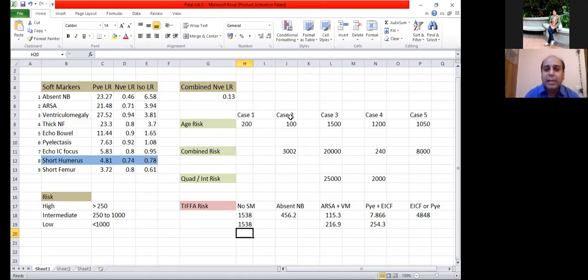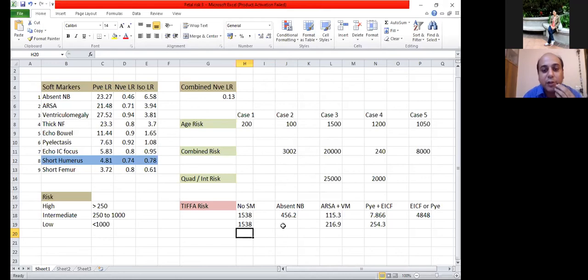In case 2, the age risk was 100. That means the mother must be around 40 years of age. The combined risk comes out to be 3002 approximately. The quadruple marker was not done because the risk was low. But when we did the TIFA scan, we found that there is an absent nasal bone which was not detected during the nuchal scan. So this is a single soft marker present.